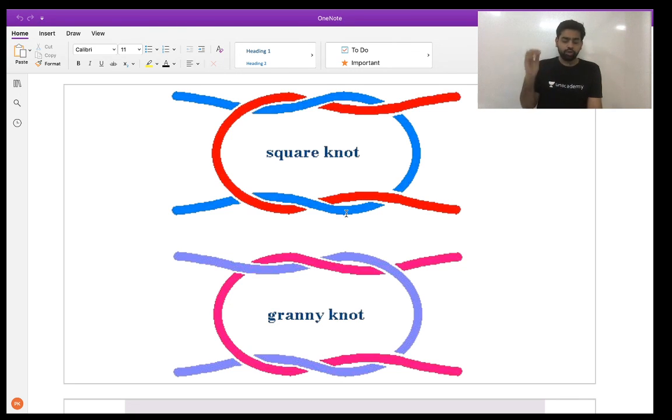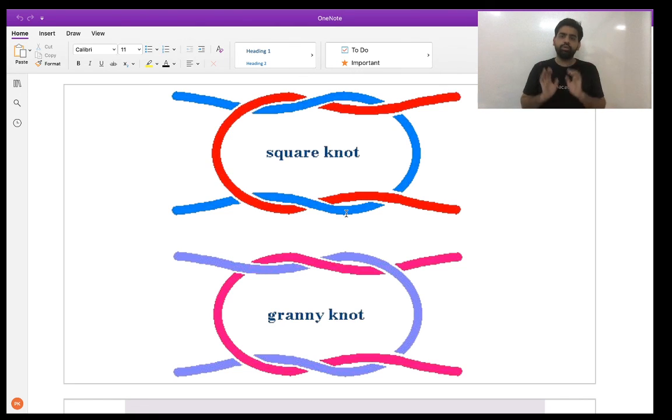The types of knots can be either a non-secure knot or a secure knot. In the secure knot, the threads are both going above or both going below. I'm really sorry, please pardon me. In the non-secure knot, what is happening? One thread is going above the loop, another thread is going below the loop. But what is happening in the secure knot? Both the threads are going in the same direction.